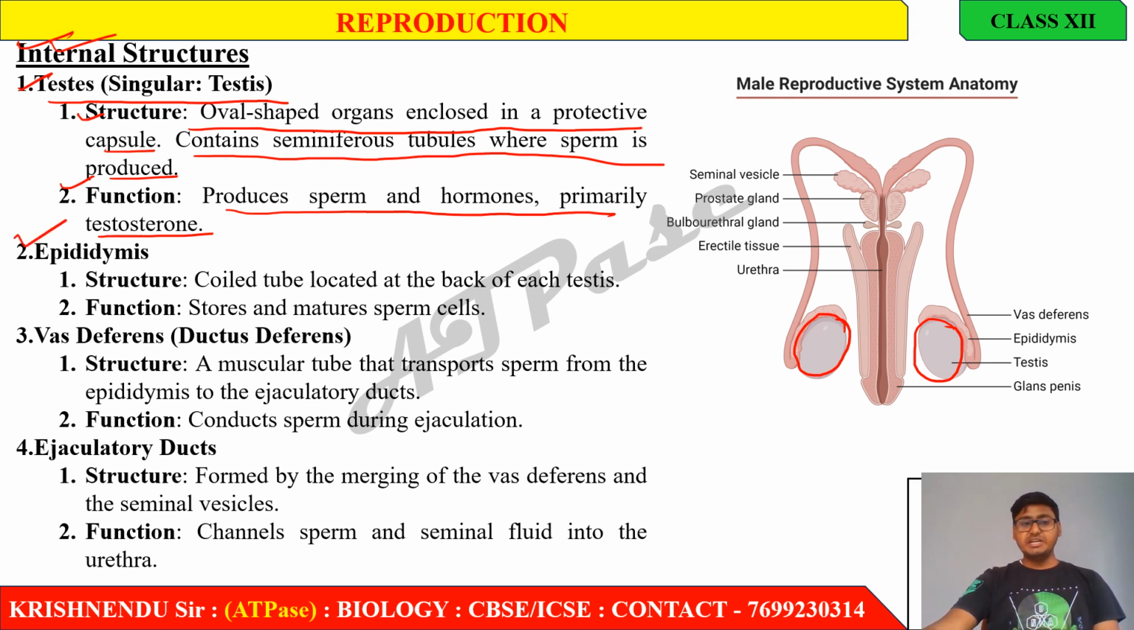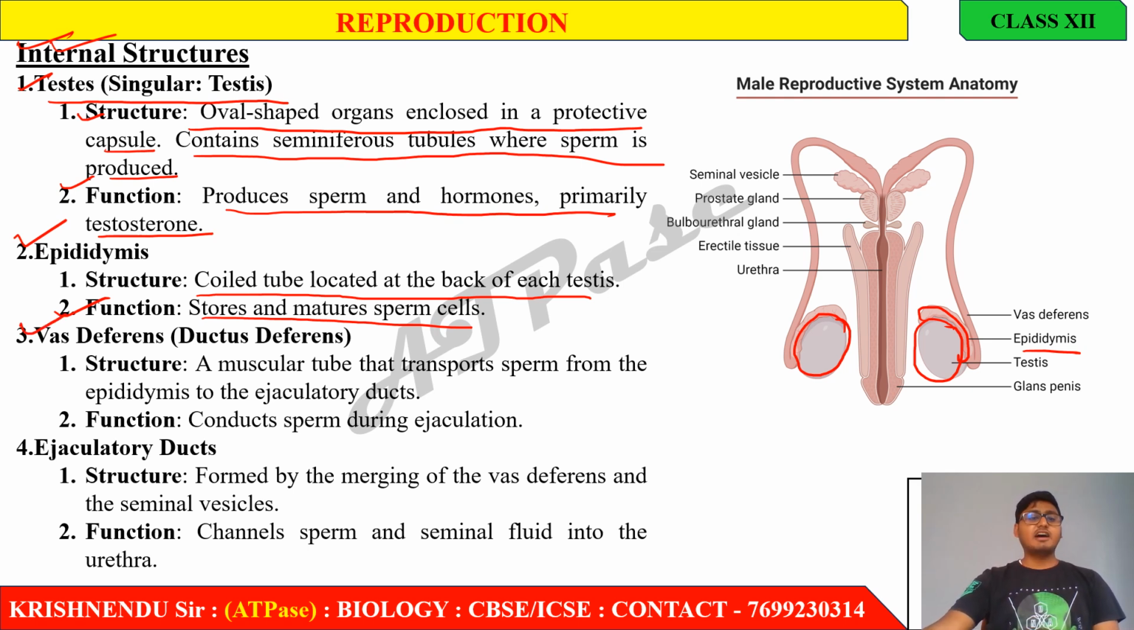Next structure is the epididymis, a coiled tube located at the back of each testis. Here you can see the epididymis in the picture. This structure is known as the epididymis. Structure and function: it stores and matures sperm cells. In the epididymis, sperm is stored for future use, and also here sperm will mature.